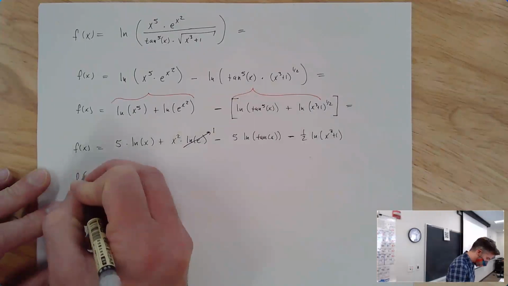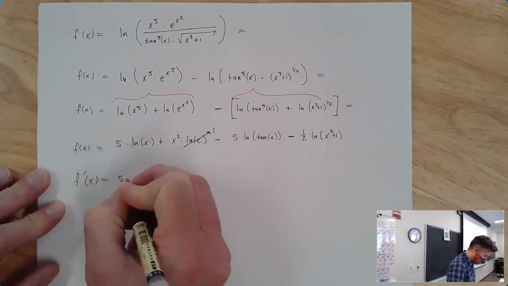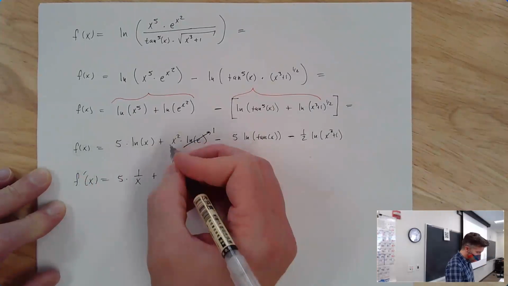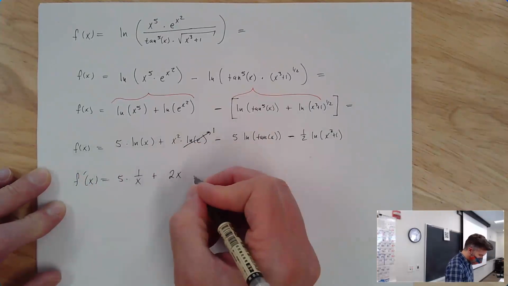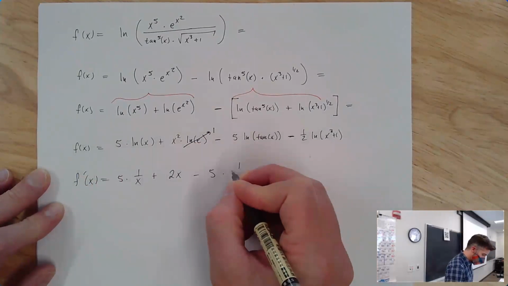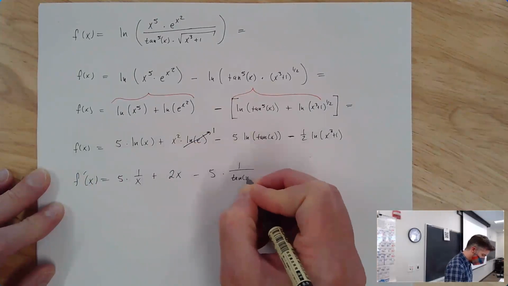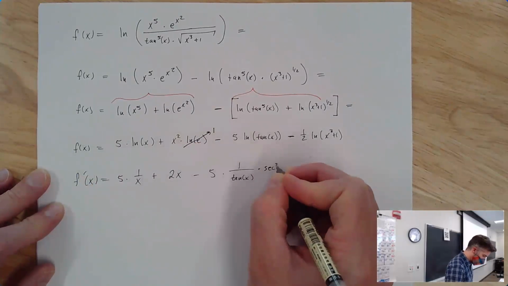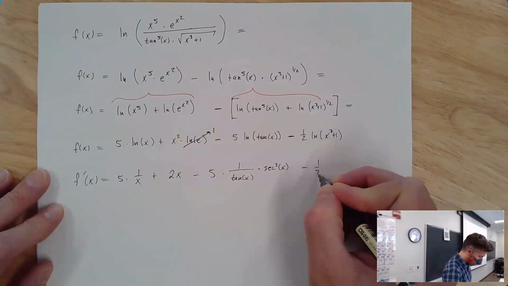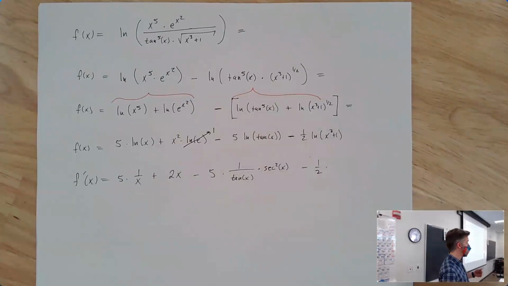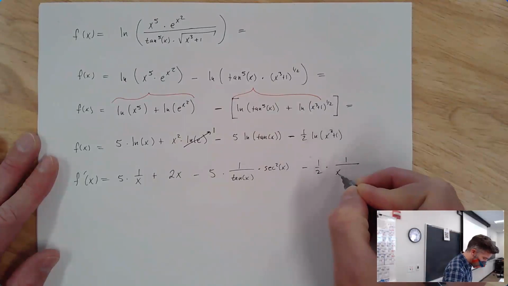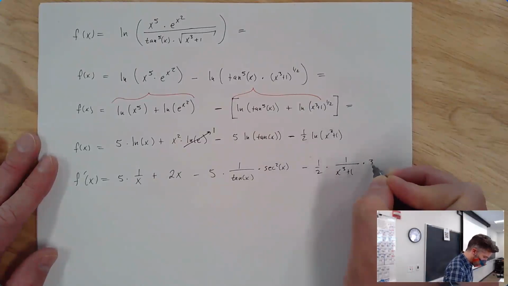So now my derivative is going to be 5 times the derivative of the natural log of x, which is 1 over x, plus the derivative of x squared, which is 2x, minus 5 times the derivative of the natural log of some stuff, which is 1 over the stuff times the derivative of the stuff, and the derivative of tangent is secant squared. Minus 1/2 times, again, the derivative of the natural log of some stuff is 1 over the stuff times the derivative of the stuff.